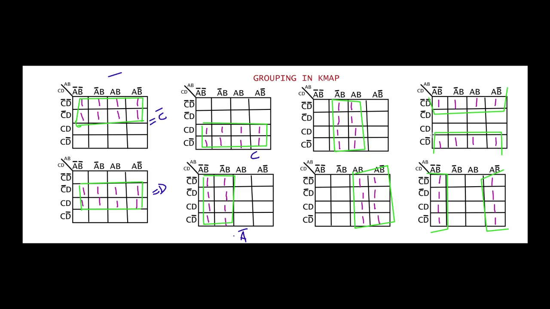So the rule is that we can group the ones horizontally or vertically, no diagonal grouping. There are 4 ones horizontally here and here, so we are grouping them as a single group. For this, just check this row and this row. For 4 columns you can't have a common term, so you have 2 rows here. From 2 rows you can have one literal as common, that is C bar D bar and C D bar. So the solution for this will be D bar.